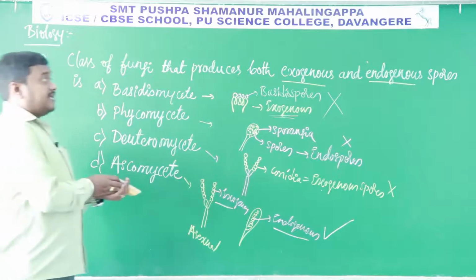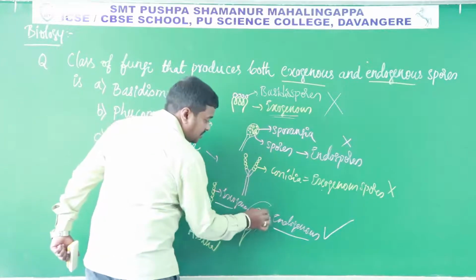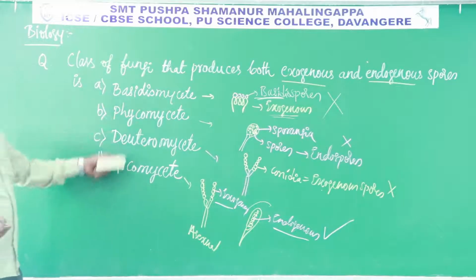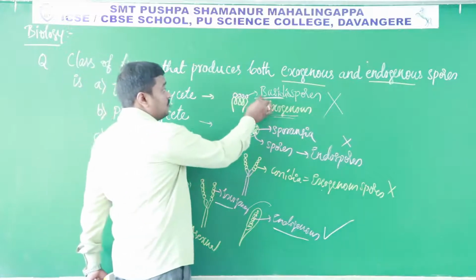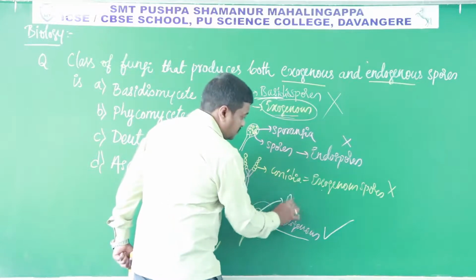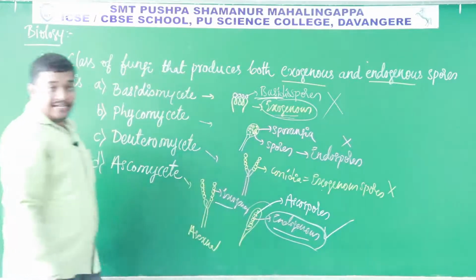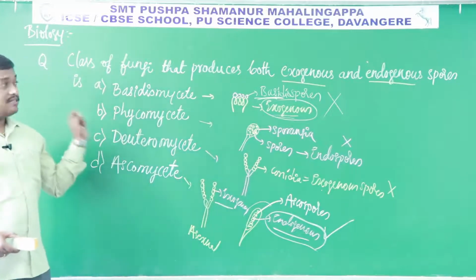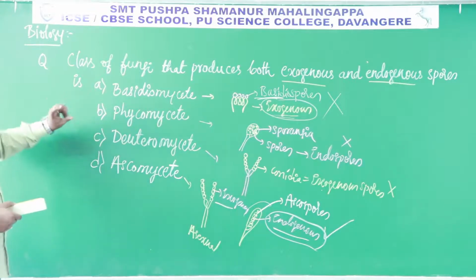So you should know what is exogenous and endogenous, and remember these spores like ascospores and basidiospores. These are the sexual spores of ascomycetes and basidiomycetes respectively. Among these sexual spores, basidiospores are purely exogenous, and these are ascospores, and these ascospores are purely endogenous. But ascomycete fungi in the asexual method produce exogenous spores. Or in another way we can change the question a little bit.